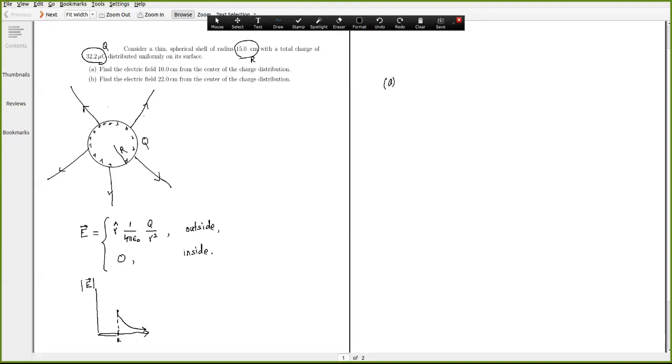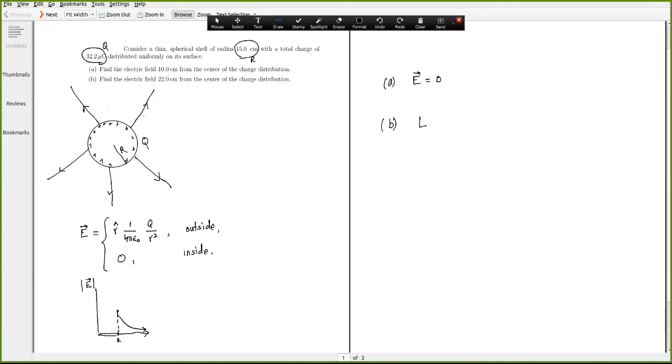The electric field inside the sphere is exactly 0. So that's an easy part. And part B, it's outside, so you act as if it's a point charge. So it doesn't depend on the radius R at all.